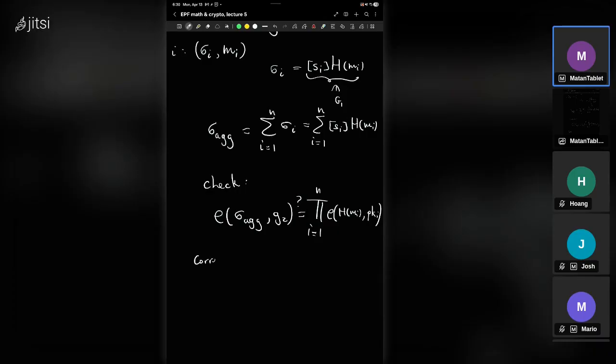Correctness. So assuming everyone is honest, again, I have E of sigma aggregated paired with G2, the generator of the group G2. This is by definition E of the sum of all the sigma i's with G2.